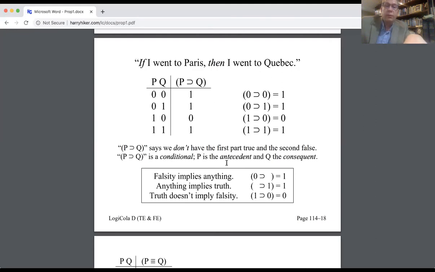Okay, so first line, if P is false and Q is false, if I went to Paris, then I went to Quebec. If I haven't gone to either, you might think, oh, well, then the whole thing is false because it has two false parts. The parts, by the way, are called the antecedent that comes before the horseshoe and the consequent that comes after the horseshoe. But if we were thinking that way, that if both are false, then obviously it's false, we would be mistaken.